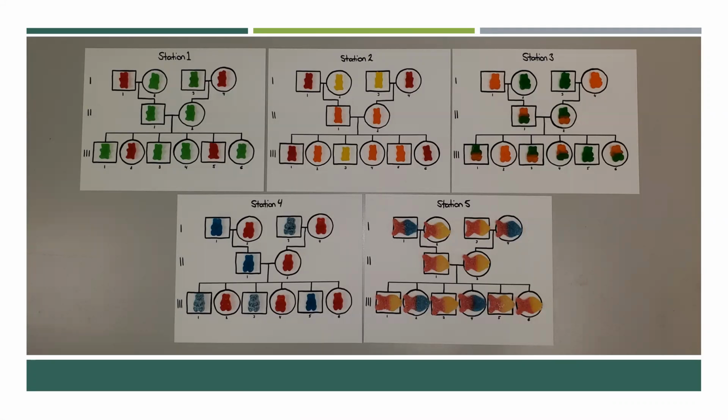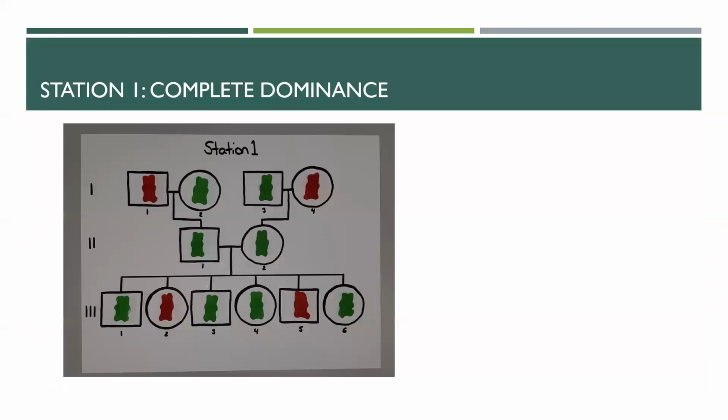Which station do you think represented complete dominance? Station 1 showed complete dominance. The allele for green color is dominant over the recessive allele for red color. Both Generation 2 gummy bears are a cross between a green bear and a red bear, and we can see from the third generation that the F1 cross produces both green and red bears. So these second generation bears must be heterozygous, meaning they carry both the dominant allele for green, big G, and the recessive allele for red, little g.